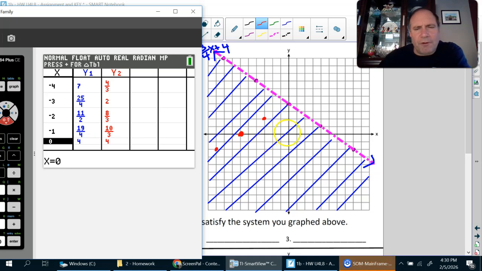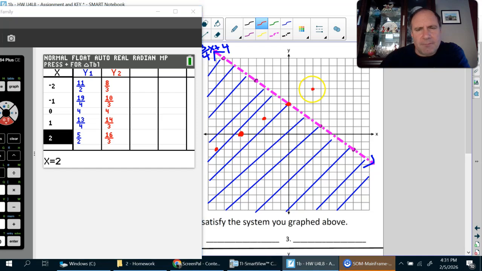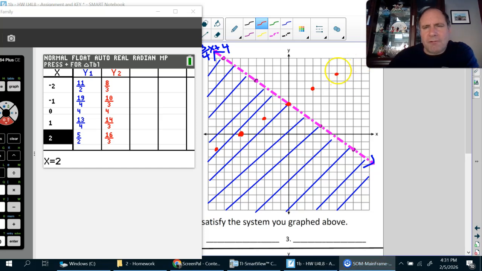And 0, 4, the y-intercept. 1, 2, 3, 4. Notice that the slope is 2 over 3, a rise of 2, a run of 3. Rise of 2, run of 3. Rise of 2, run of 3. And then one more time, a rise of 2, run of 3.